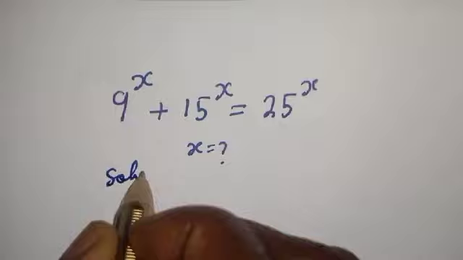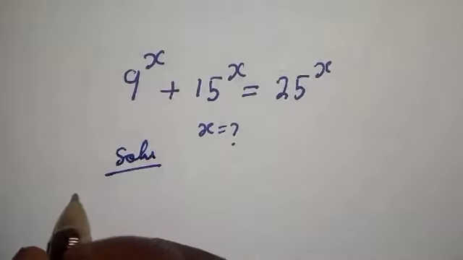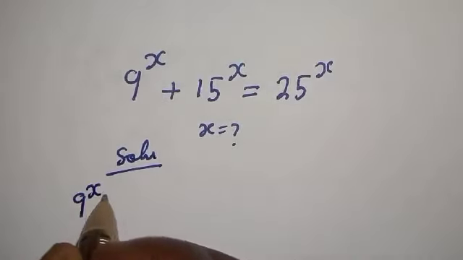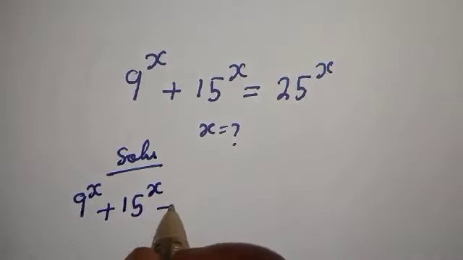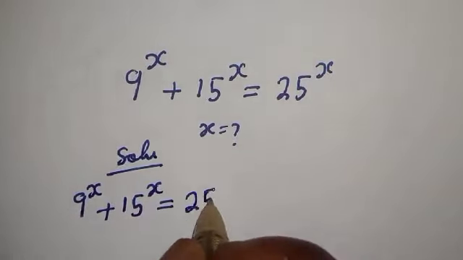Hello, how to solve for s from this equation: 9 raised to power s plus 15 raised to power s is equal to 25 raised to power x. Solution: 9 raised to power s plus 15 raised to power s is equal to 25 raised to power x.